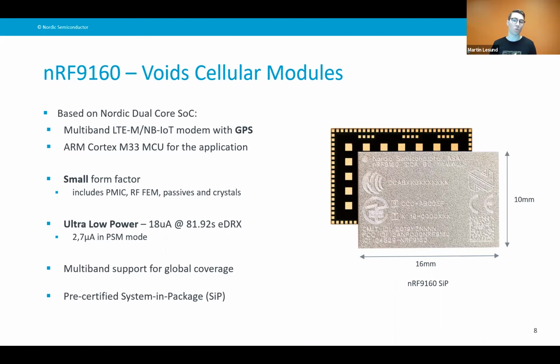So it has ultra low power. What we mean by that, it has around 2.7 microamps in power saving mode, and also average around 18 microamps at 81 seconds EDRX. So I'm going to also explain this EDRX and PSM mode and what this is and what you can use it for. And also it has multi-band support for global coverage, so you shouldn't have any issues with regards to support for the bands in the world.